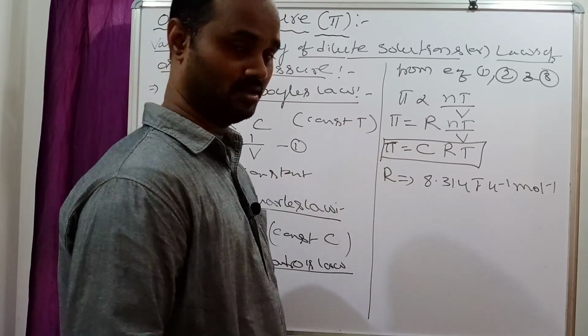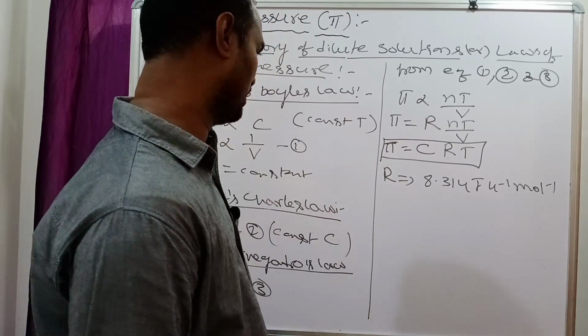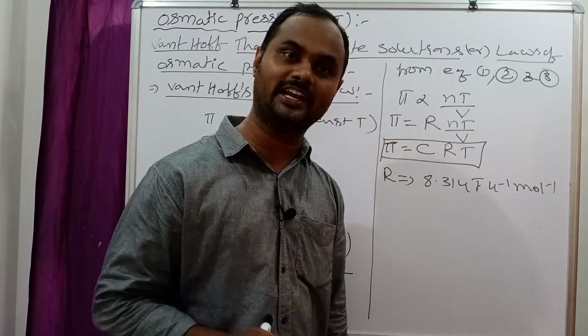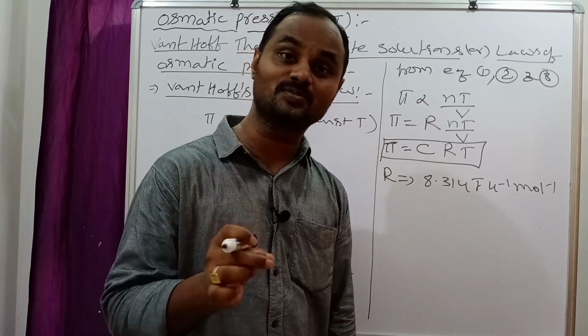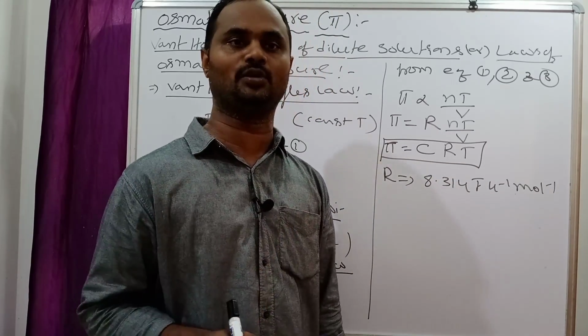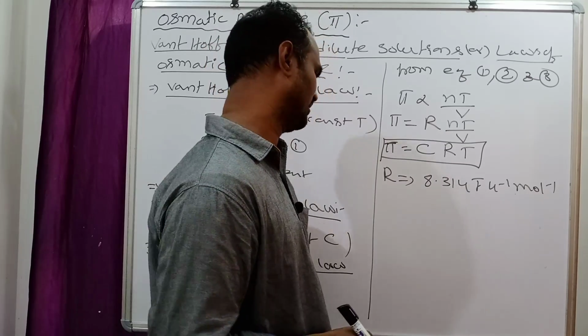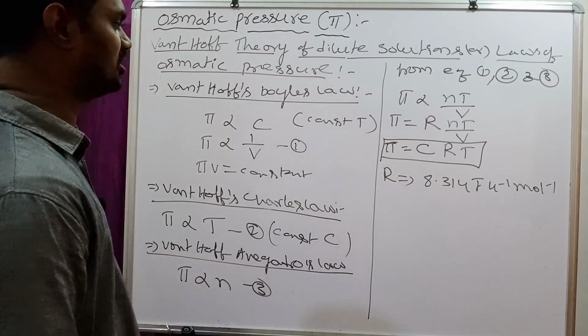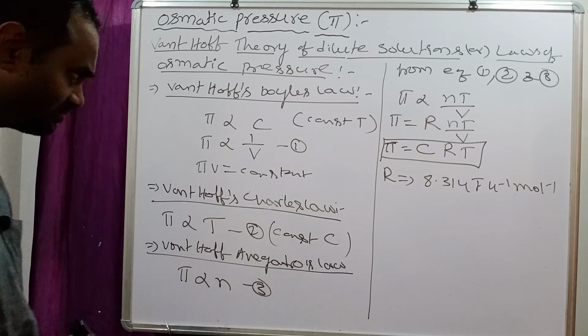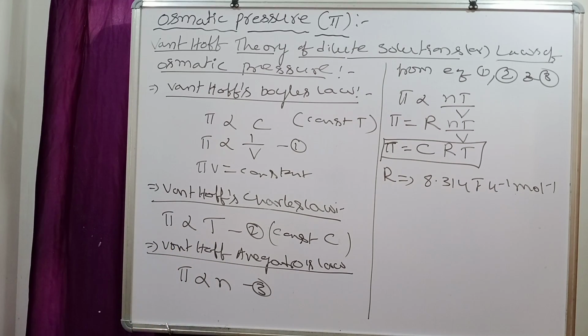Pi is osmotic pressure. Here you remember a very important point, osmotic pressure is a colligative property, but osmosis is a phenomenon. Osmosis is not a colligative property. This is clear. Now from this osmotic pressure, how to calculate the molecular mass of solute, you have to see.